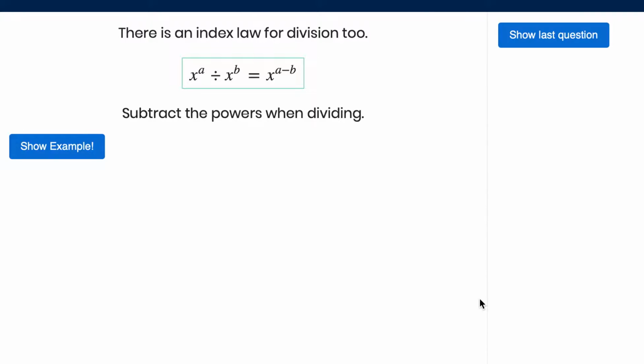In this video, we'll learn how to use the index law for division, show why it exists, and give you examples to practice that combine it with the other index laws.